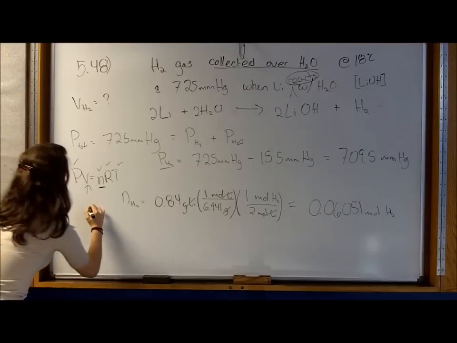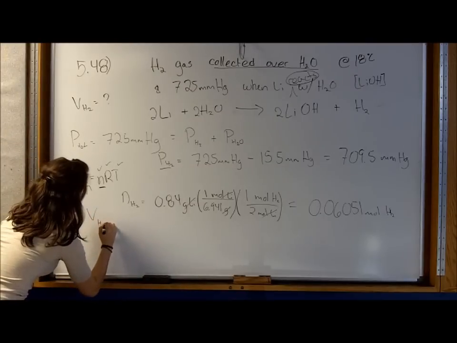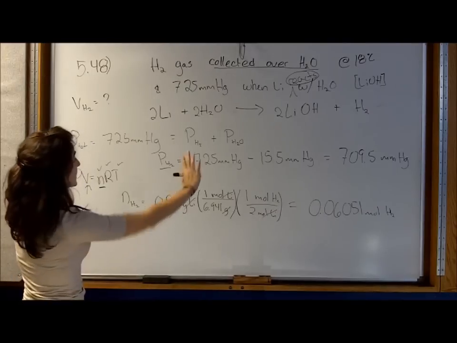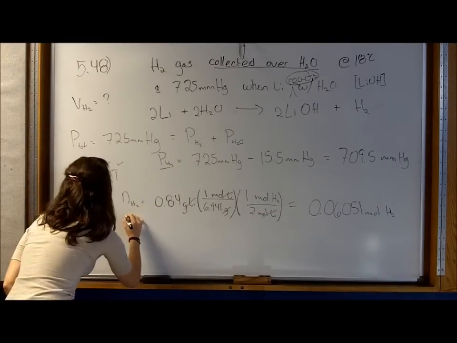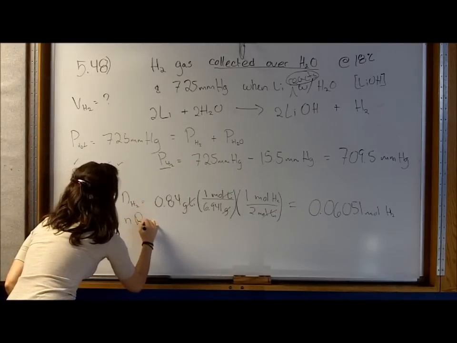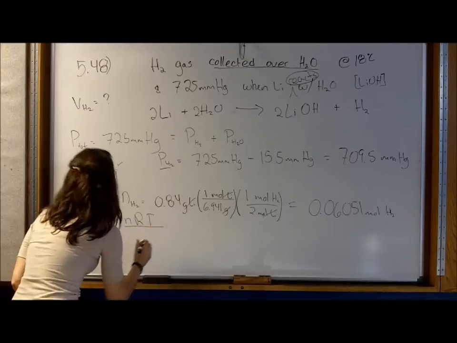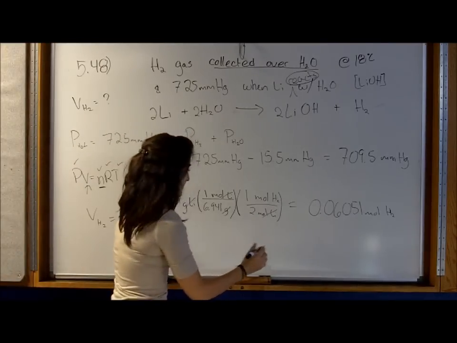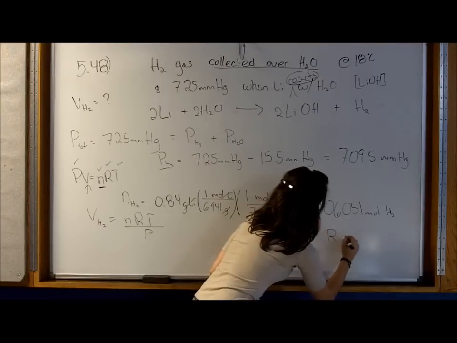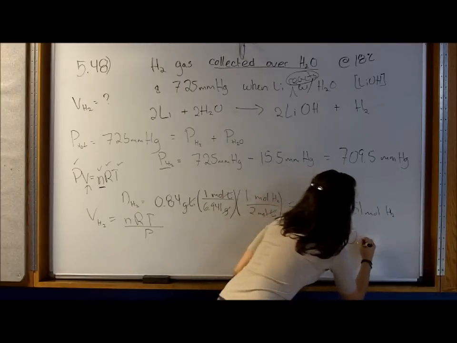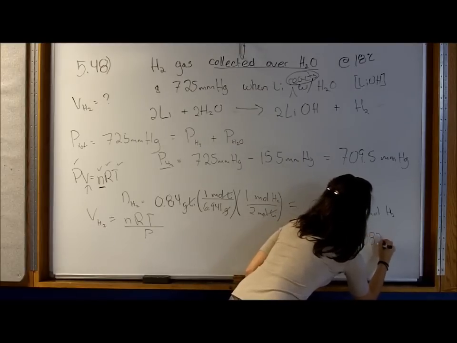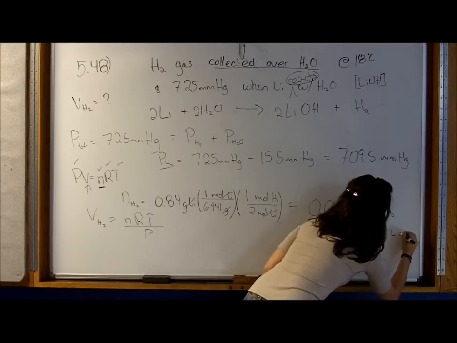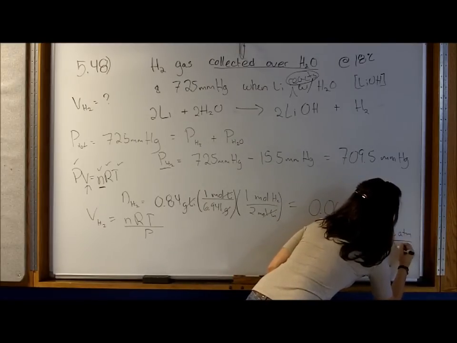Now we've got moles to add to our equation, and we want volume. So we're going to pull volume to the side. So volume of H2, we've already taken care of the water that was collected. So we're going to have moles times our gas constant, all times temperature all over the pressure. And our gas constant is going to be 0.0821 liters times atmospheres over Kelvin times mole.